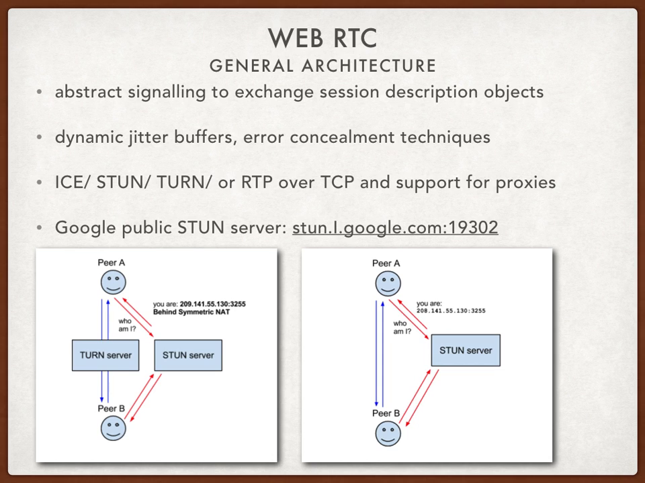Google has a public STUN server that people can use. They also provide source code so that organizations can set up their own TURN servers, which is originally described in RFC 5766.